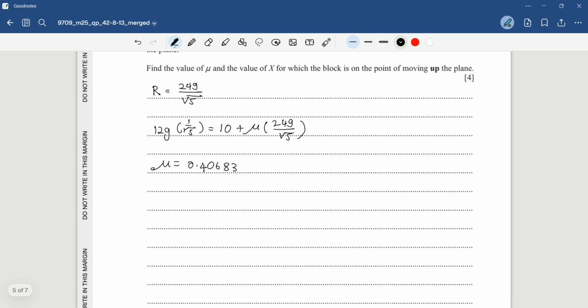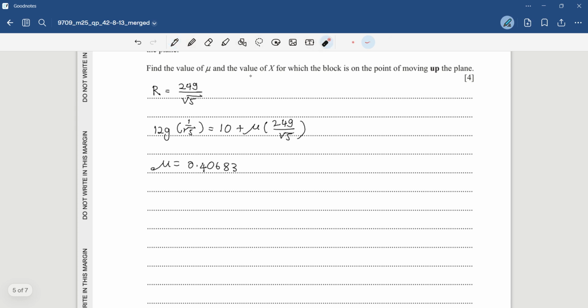0.40683. As I mentioned, since I'm going to use mu for the following question, you must make sure that your mu is not rounded to three significant figures. Later, when you give the final answer, you can give it to three significant figures, that doesn't matter.